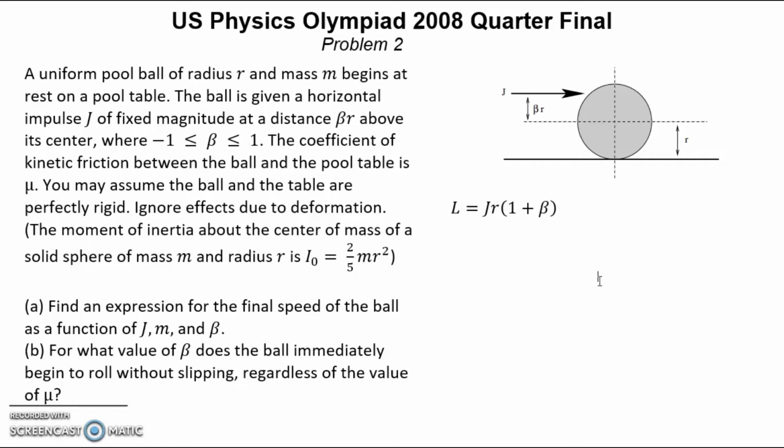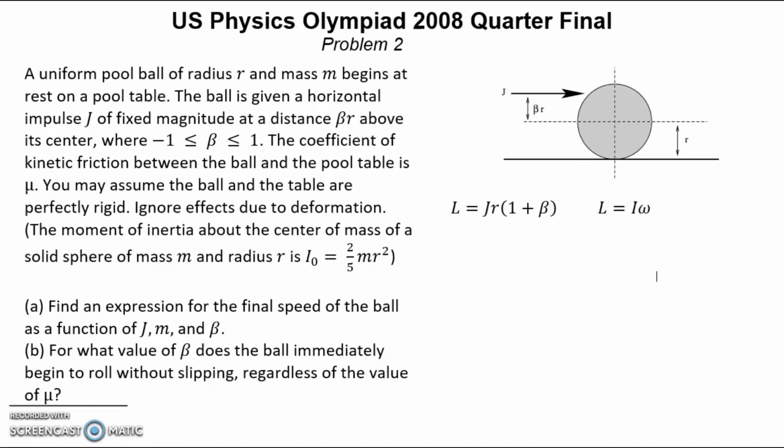After this kick, we have a ball which is moving and rotating, and we have not connected velocity and angular velocity yet. But later, when the ball stops sliding, it has instantaneous rotation around an axis of rotation, and we can write this equation: L equals I omega, where I is the moment of inertia of this ball around the axis of rotation, and omega is the final angular velocity.